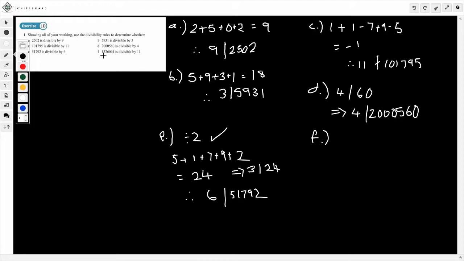1,326,094. So we've got to check whether that's divisible by 11. So remember divisibility by 11, we alternate the digits. So we start positive, subtract. So let's do that. So what's that going to be? It's going to be 1 minus 3 plus 2 minus 6 plus 9.